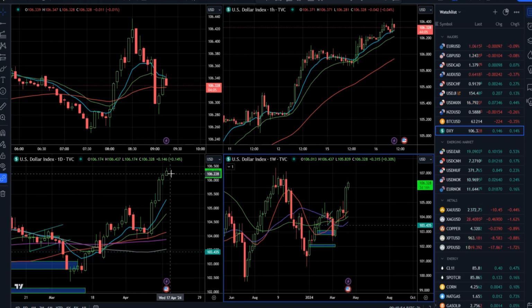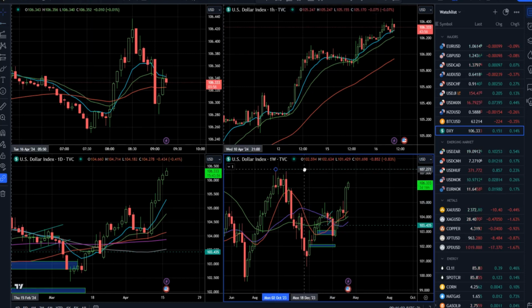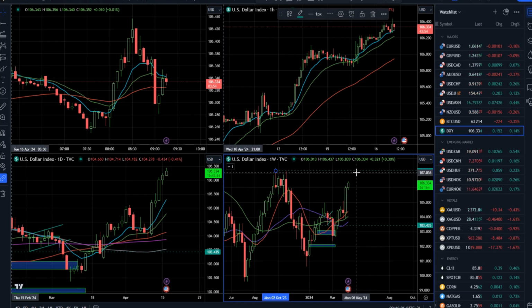Now let's take a look at the dollar index, because we have an inverted correlation. The dollar index is really striking to the upside, and the next upside reference points on the dollar index are around 107.12, and we also have around 107.27. So there is still space for upside movement.